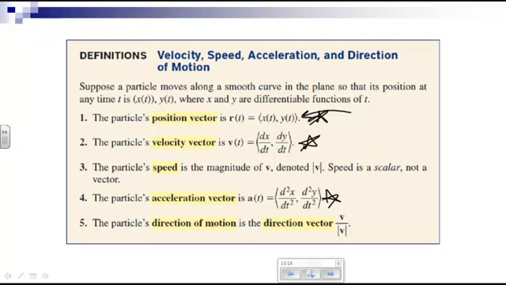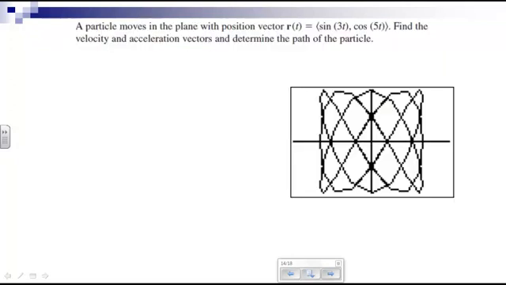All right. Here is a typical position vector, usually denoted by r of t, given as sine 3t and cosine 5t. It creates this really, really cool pattern. And now what does it ask us to do? Can you find the velocity vector?